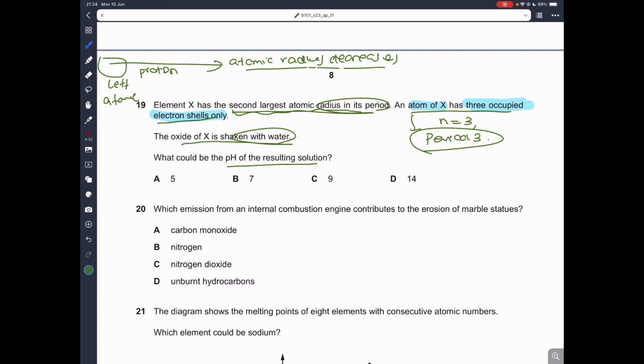The first element of period 3 is sodium, and after sodium is magnesium. So the element has to be magnesium, because it has to be the second largest, and sodium has the largest atomic radius. So this magnesium oxide, the oxide of X, is shaken with water. This is going to produce magnesium hydroxide, right? Okay, what is the resulting pH? The pH is around pH 9, pH 9 to 10, right? So magnesium oxide, C.